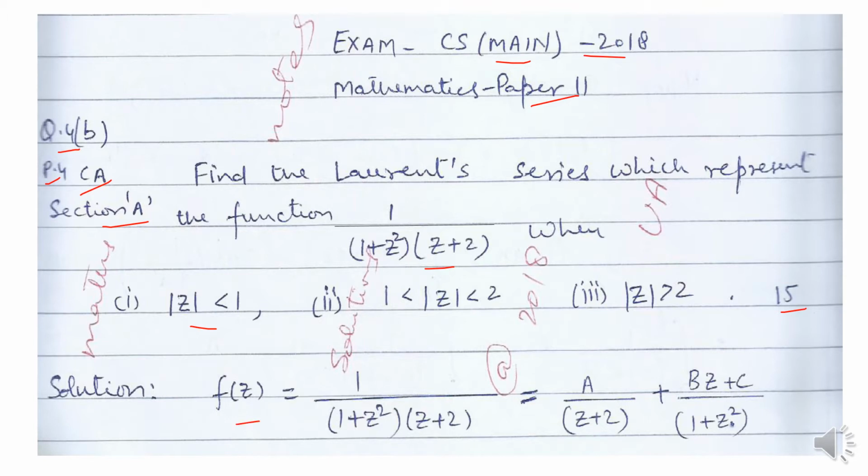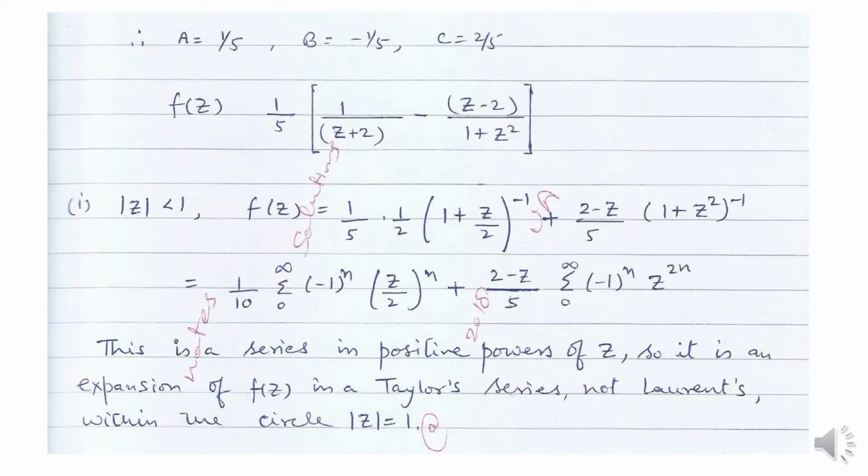So first we take the function f(z) is equal to 1 upon (1 plus z square) into (z plus 2), and we find out partial fractions of it. So this is linear function z plus 2, so we write a upon z plus 2, and quadratic is bz plus c upon 1 plus z square. We solve this and find out the values of a, b, c, and when we solve the partial fractions we get the values 1 upon 5, minus 1 upon 5 and c as 2 by 5, these three values.